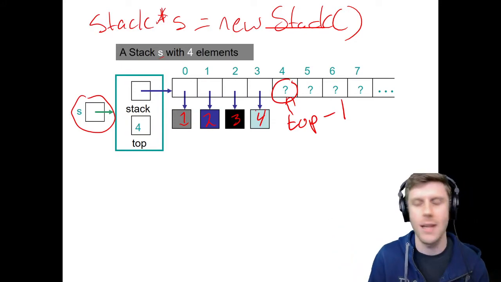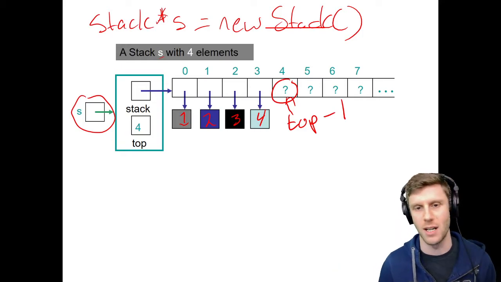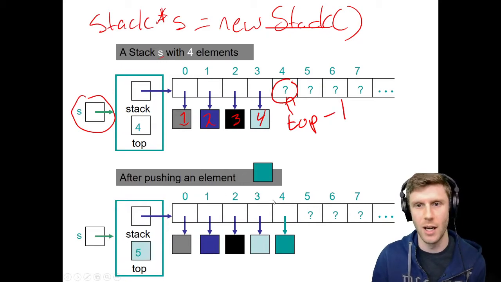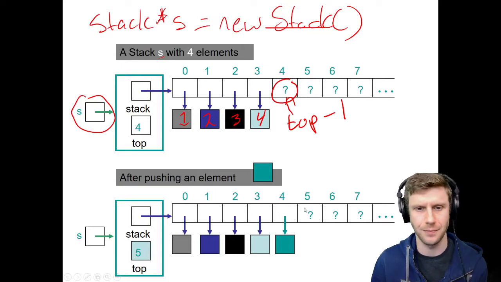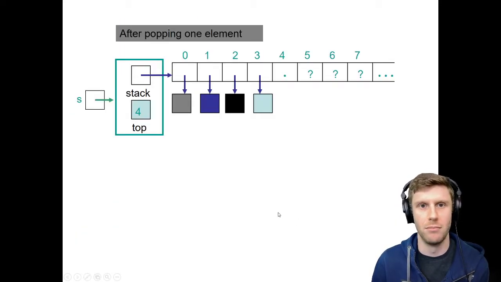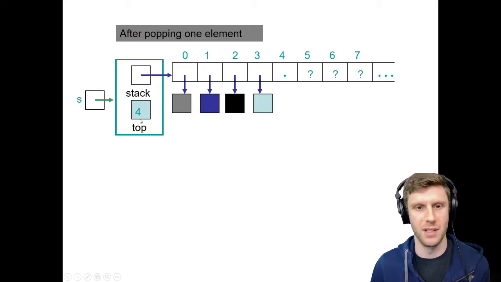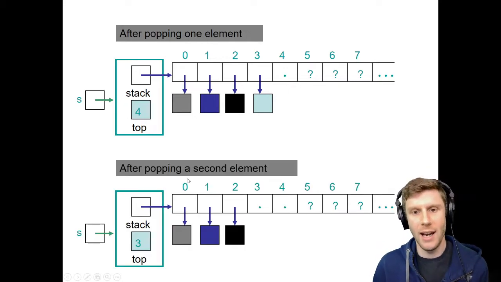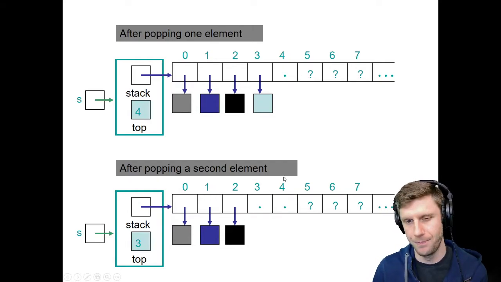So just remember that it's the same idea as the country catalog and the course objects we were building before. If I come along and I push a new element, I want it to look like this. And then the top would become 5. If I pop an element, now top is 4 and this thing's not there anymore. And if we pop a second element, this is what we would end up with. The things in 3 and 4 are gone. They're not in the stack anymore.